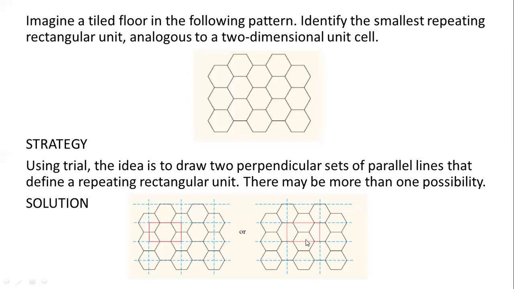And you can find many more unit cells over here. I'm taking one here. You can take another unit cell here, and another, and another. These are the repeating units, and these are the rectangular unit cells. So this is the way you can identify the unit cell within the crystal system or the crystal lattice.